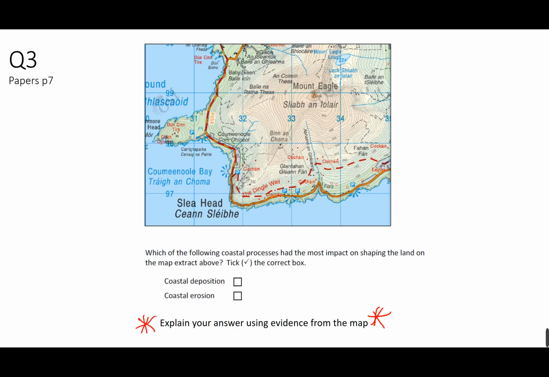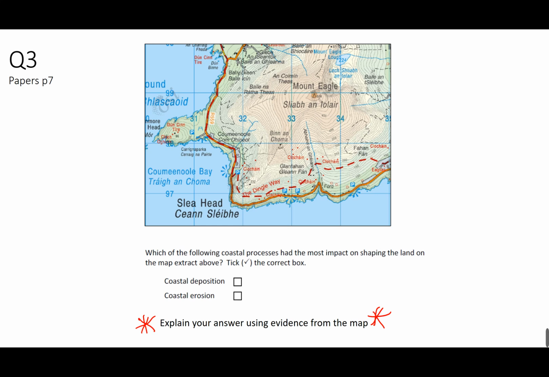All right, so depending on the process that you go for, to prove that that process has had more impact on shaping the land, what you want to do is find landforms associated with that process. So if you've gone for coastal deposition, then you would want to find beaches, sandspits, tombolos. Now, can you see any of those? I'll leave you to answer that yourselves.